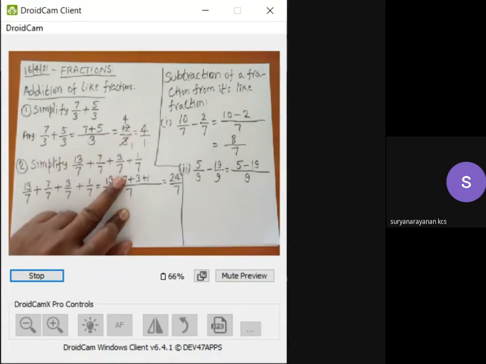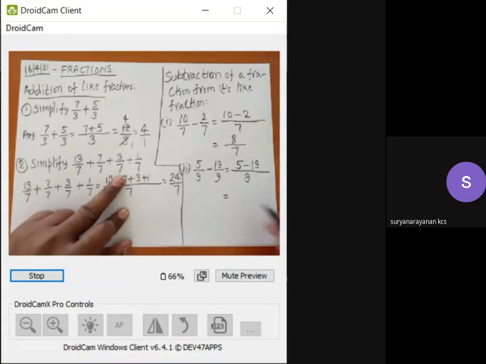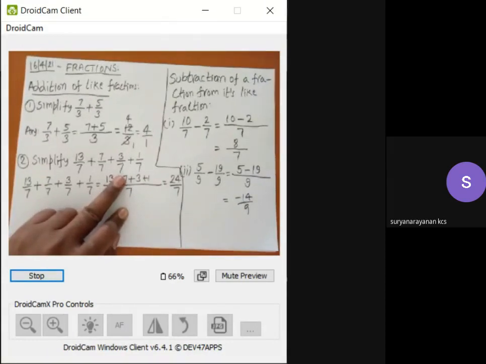Princeton, 5 minus 19. What will you get? 14 or minus 14? Smaller number minus bigger number. What will you get here, my dear Princeton, in the numerator? Minus 14 or plus 14? Yes, minus 14 by 9. Got this point, my dear Princeton?